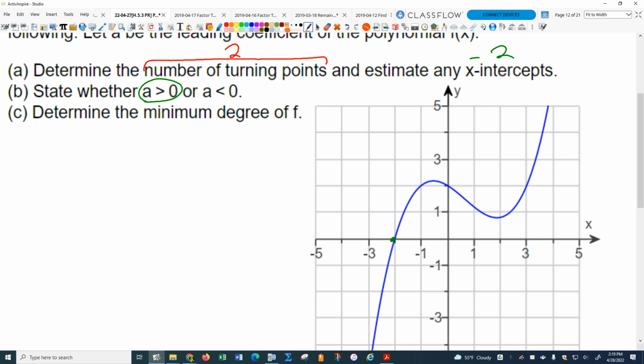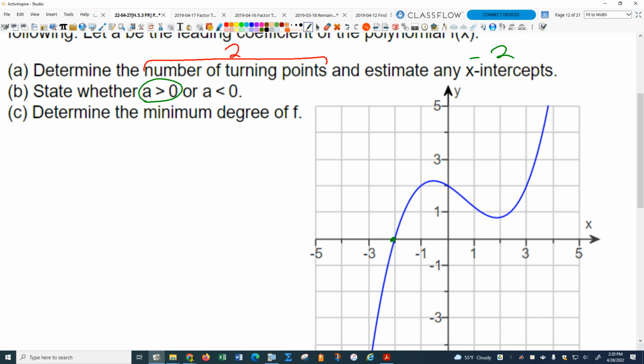Okay, what's the minimum degree of that polynomial? Could be bigger, but it has to be at least what degree polynomial? It's got to be at least 3, doesn't it? Based on the number of turning points. Even though it's only got 1 x-intercept, that would mean it has to be at least linear. Obviously, that's not linear. But the fact that it has 2 turning points means it has to be at least 3rd degree, right? Does that make sense?